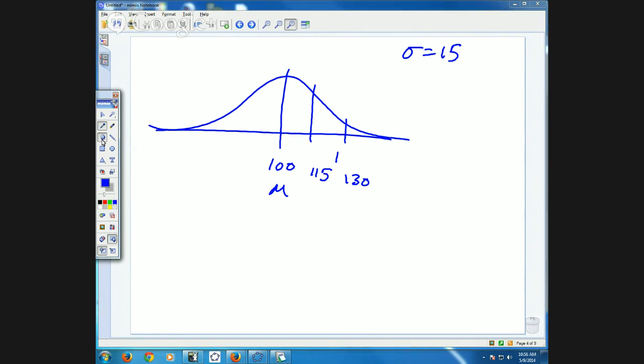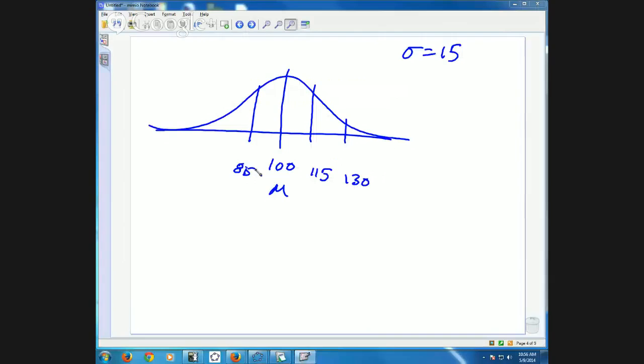And then let's go to the left. 85 is 1 to the left. And 70 is 1 before that. Oops, that's a 5. I think I need to resync my board.